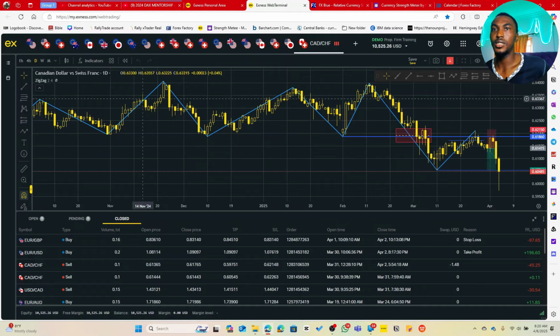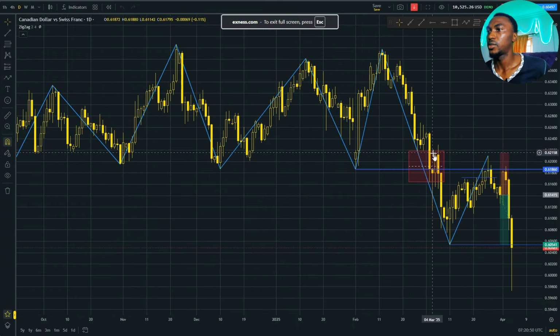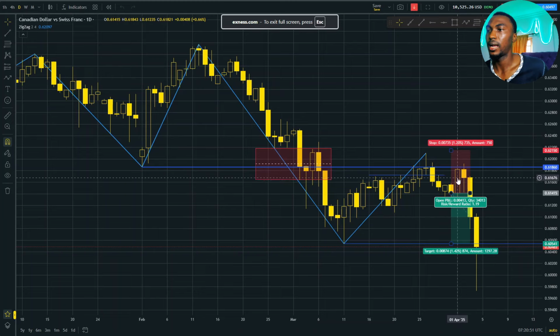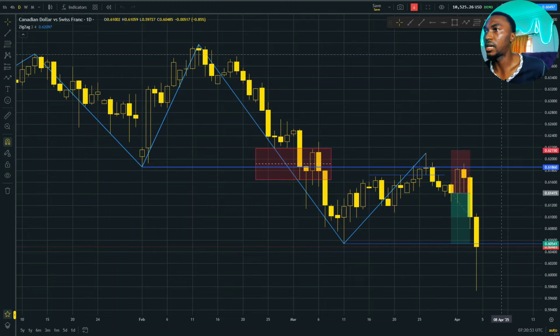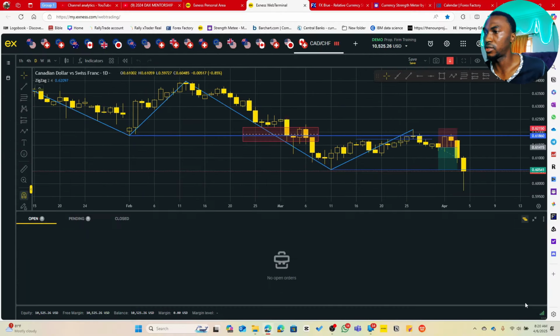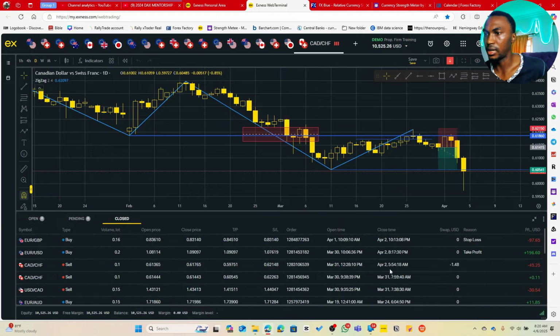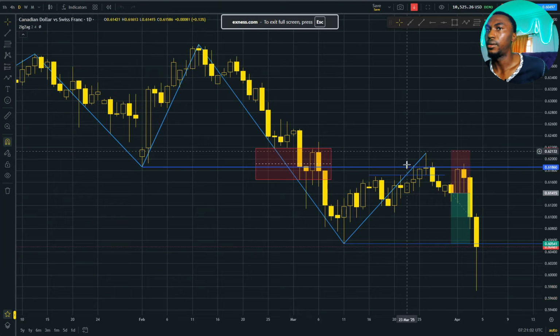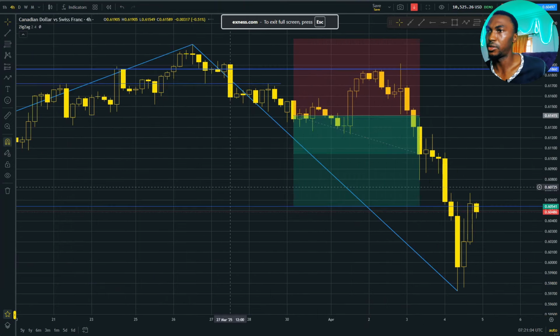And this is the trade right here. So I entered this trade some days prior, and then on the second was when I closed this trade. On the second, let's see, was it on the second? Yeah, on the second I closed this trade. Early morning on the second. And why did I even close this trade? I want to show you why.